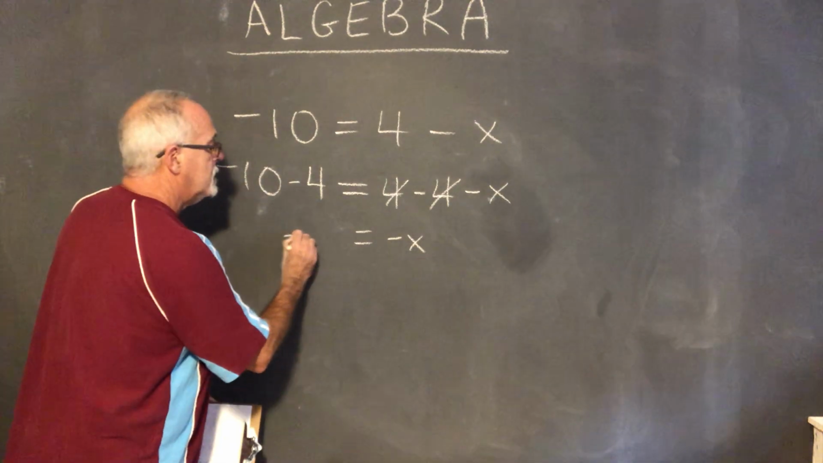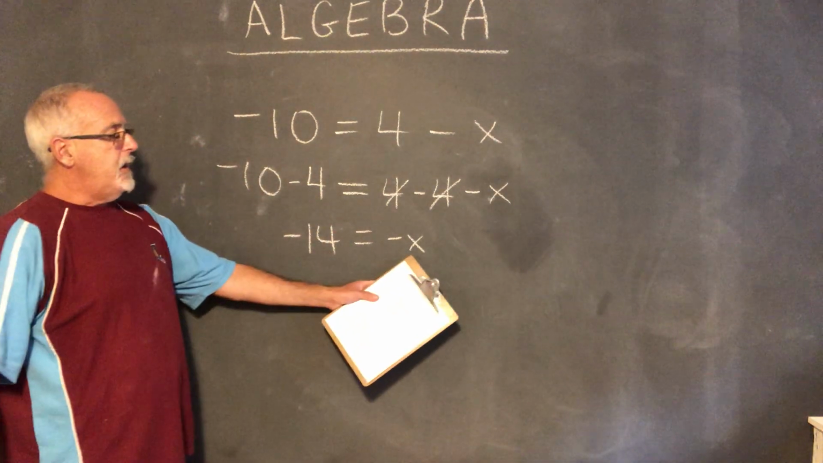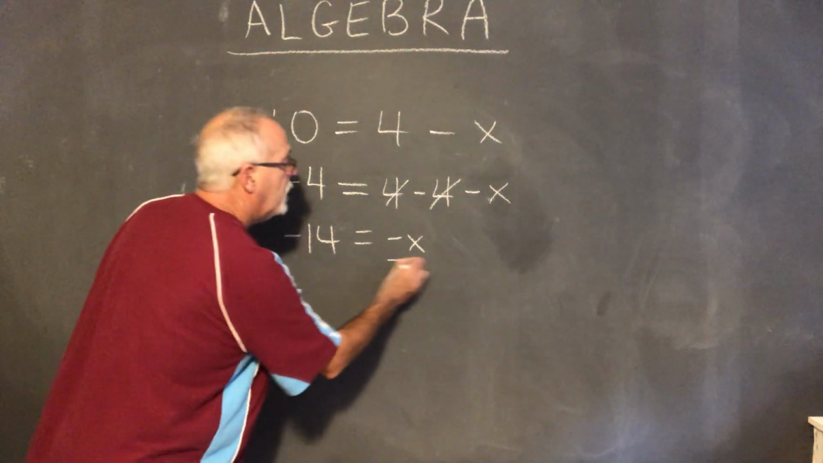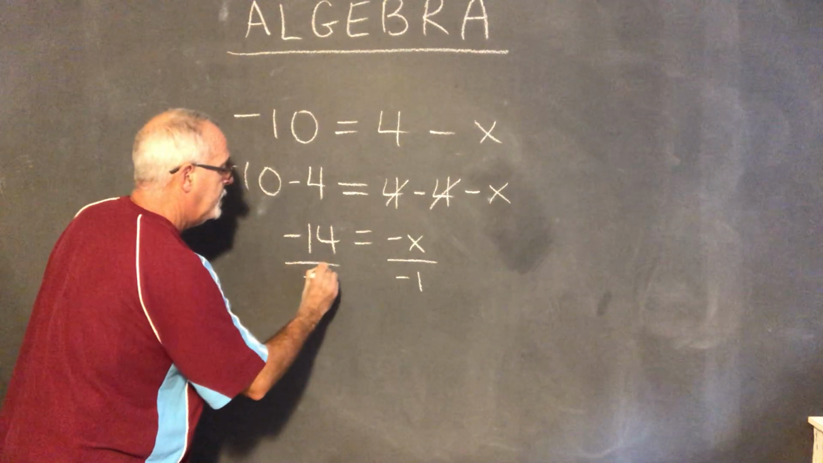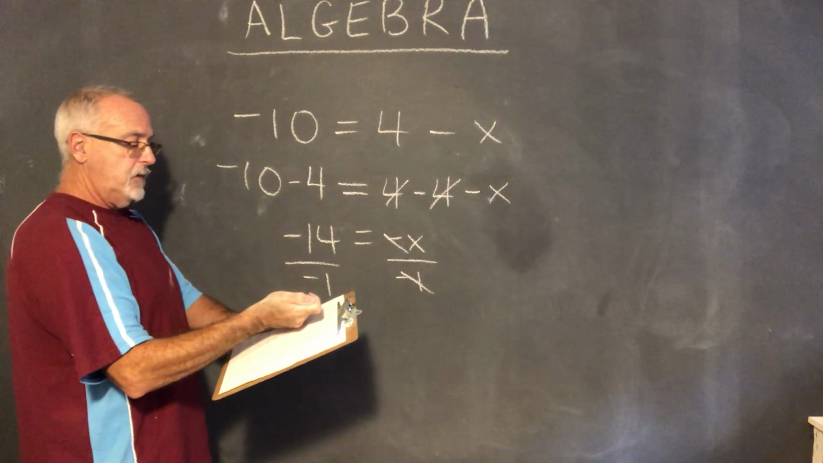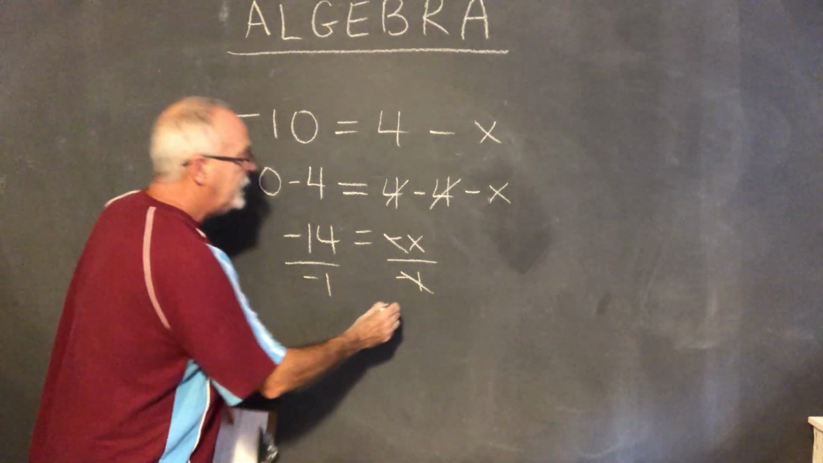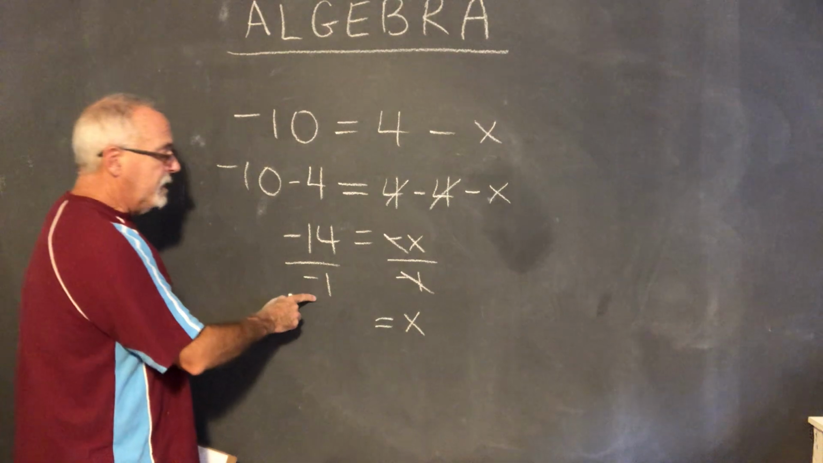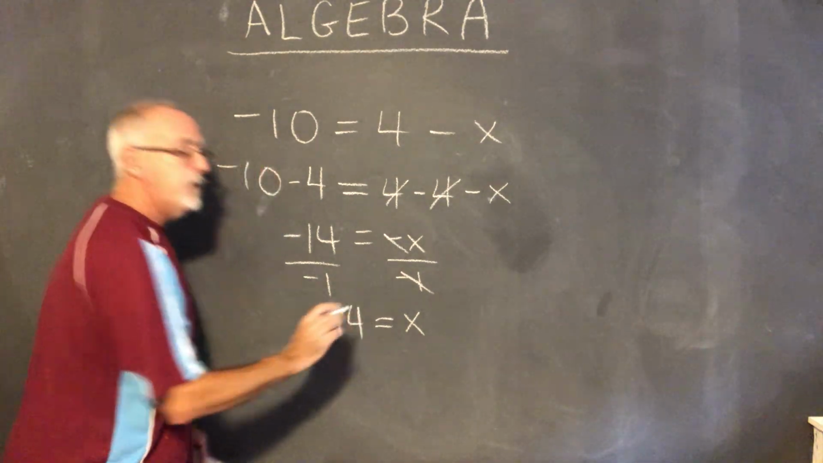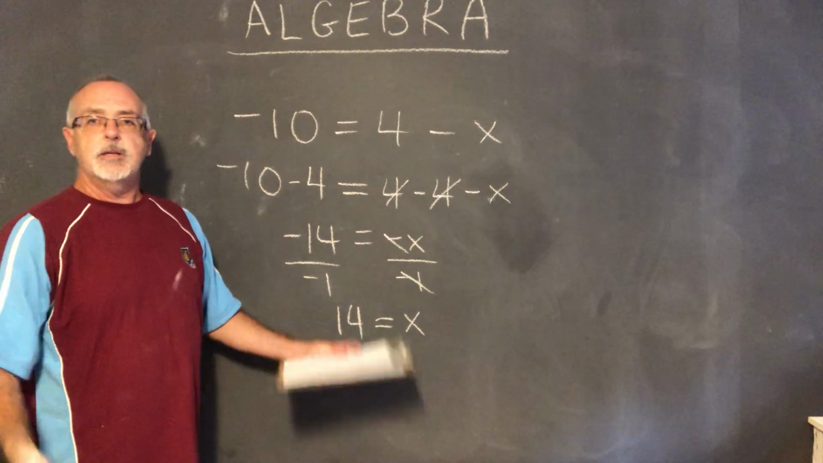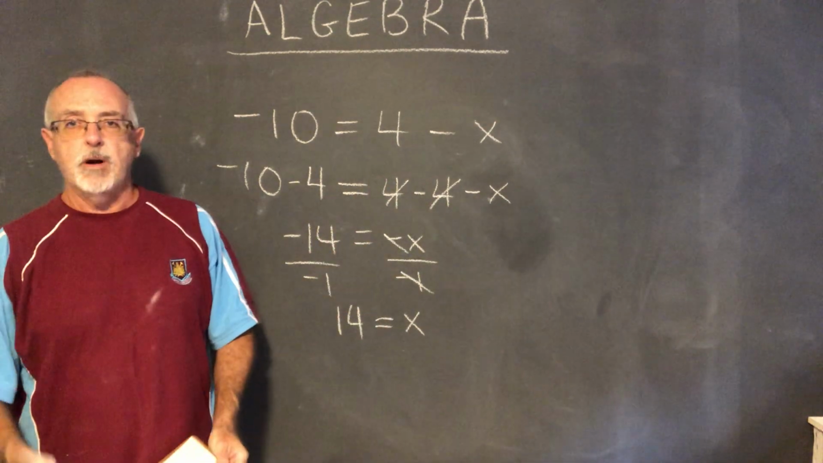-10 minus 4 is -14. I have to isolate this x. It's being multiplied by a -1. So I will divide both sides by a -1. These cancel. Oh boy, this chalk is not going to last anywhere past this example. My x is now isolated. And -14 divided by -1 is +14. Remember your laws of signs. X equals 14 or 14 equals x is the answer. We got to the end of the second problem.